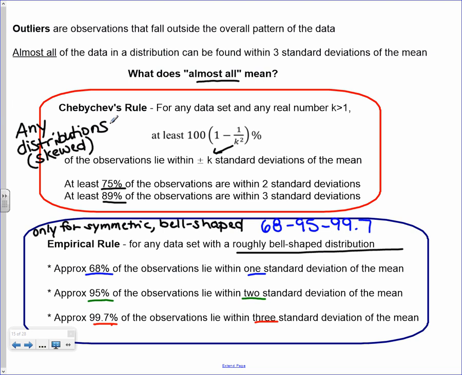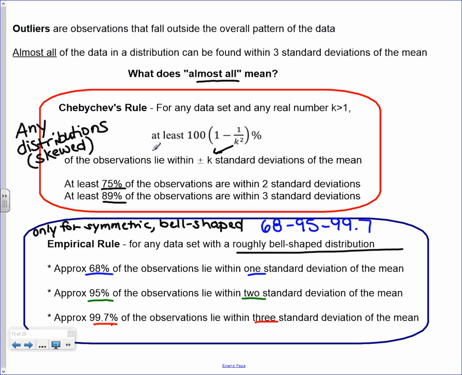For Chebyshev's rule, we're using this for any distribution, mainly for skewed distributions. If you know nothing about your original population, you would want to use this, or if you already know it's skewed. For example, if you're using annual income data, you already know that's going to be skewed, so you would want to use Chebyshev's rule. What it tells us is that at least 100 times 1 minus 1 over k squared percent of the observations lie within plus or minus k standard deviations of the mean.